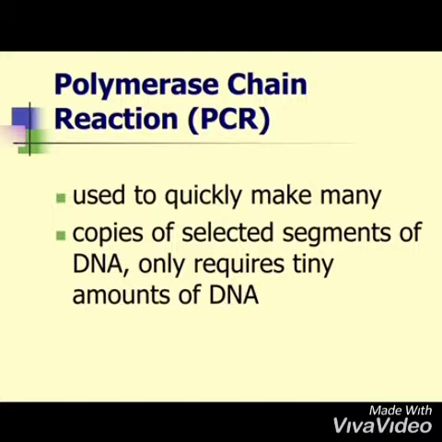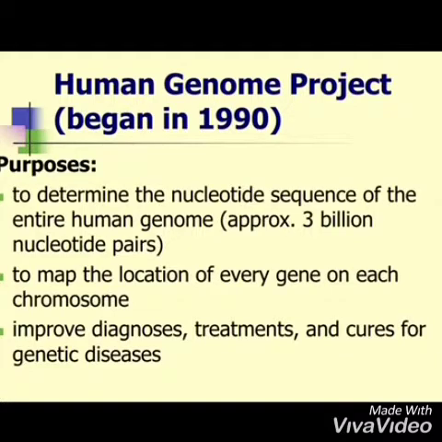Polymerase chain reaction, or PCR, is used to quickly make many copies of selected segments of DNA, and only requires tiny amounts of DNA. The Human Genome Project began in 1990. It aimed to determine the nucleotide sequence of the entire human genome, approximately 3 billion nucleotide pairs, to map the location of every gene on each chromosome, and to improve diagnosis, treatments, and cures for genetic diseases.